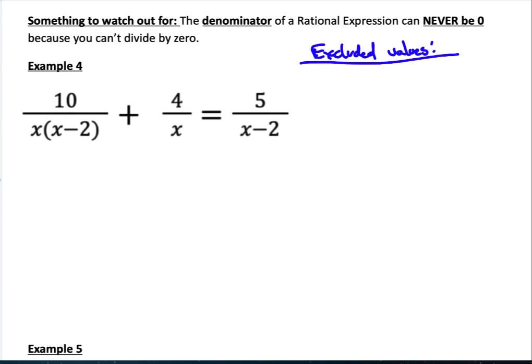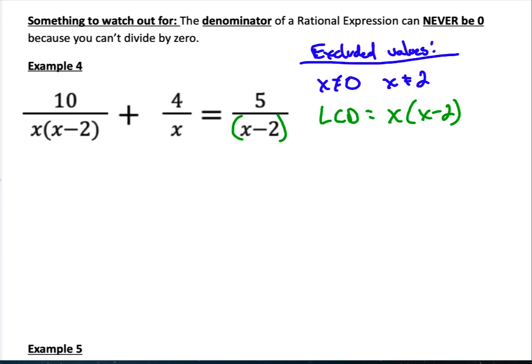What can't x be equal to? Well, in this problem, x can't be equal to 0, and x can't be equal to positive 2. Then we look for our least common denominator. What could I construct using all of the denominators put together? Well, I need to have an x, and I need to have an x minus 2.